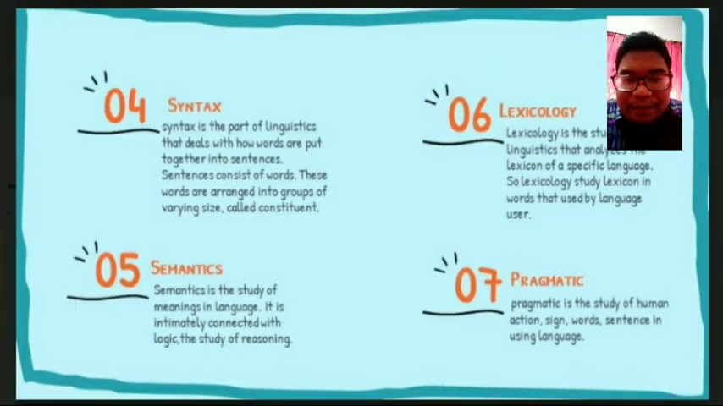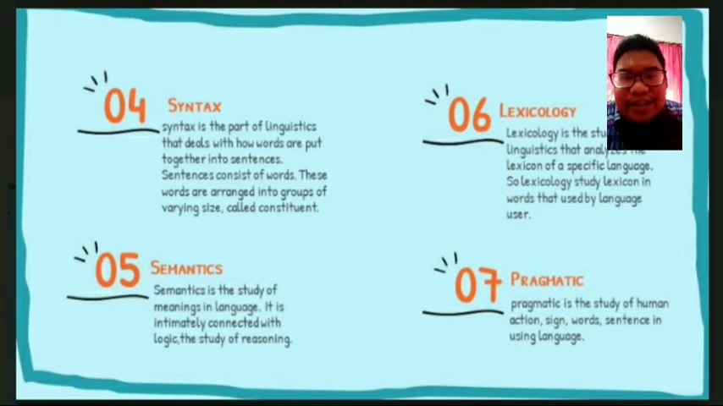The fourth is syntax. Syntax is the part of linguistics that deals with how words are put together into sentences. Sentences consist of words. These words are arranged into groups of varying size called constituents. The fifth is semantics. Semantics is the study of meaning in language. It is intimately connected with logic, the study of reasoning.